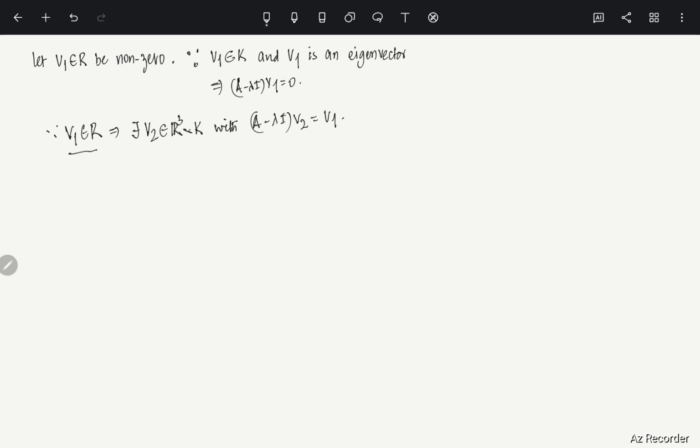So that is always true. Since V1 is in R, you can find a V2 in R3 minus K such that this is happening. Now, since the dimension of K is 2, we can choose another element V3 in the kernel K such that V1 and V3 are linearly independent.